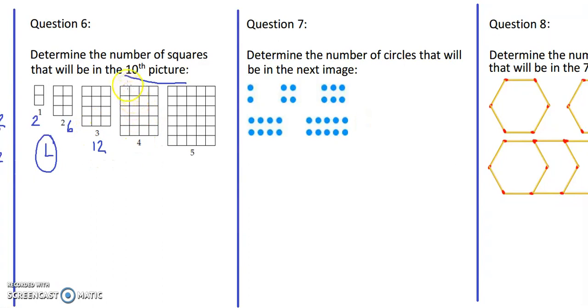In the fourth, we've got 1, 2, 3, 4 by 1, 2, 3, 4, 5. So that's 20. 4 times 5 is 20. Then we've got 1, 2, 3, 4, 5 times 1, 2, 3, 4, 5, 6, which gives us 5 times 6 is 30.